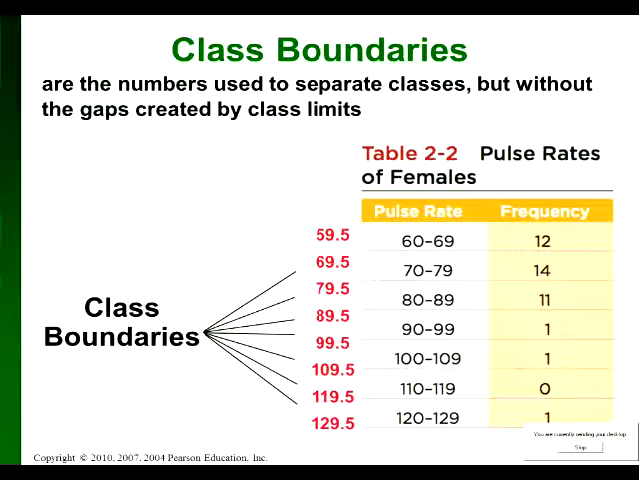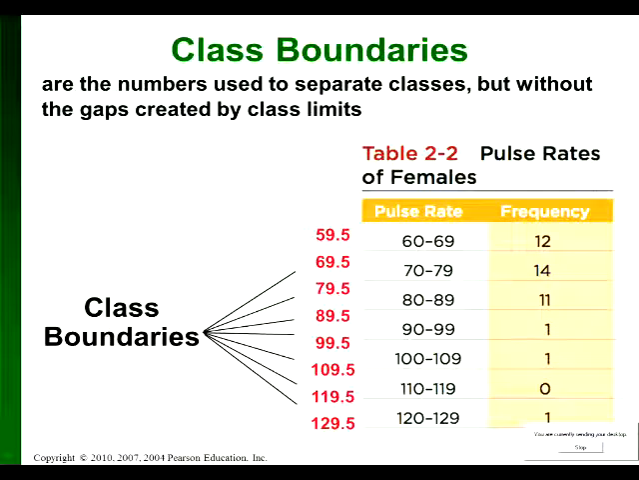You add an upper class limit to the lower limit of the next class and divide by 2, which really makes sense if you think about what a boundary is. It's halfway between one upper limit and the next lower limit, halfway between 69 and 70, halfway between 79 and 80, halfway between 89 and 90. That's what the class boundaries are.